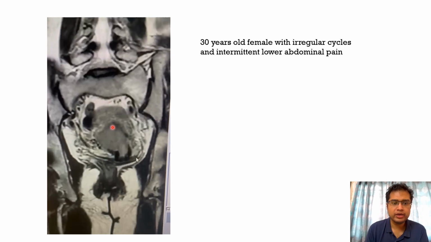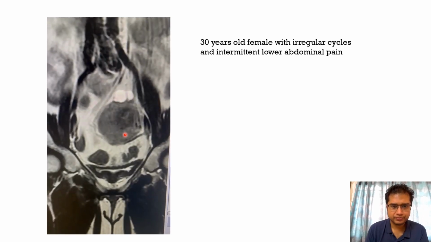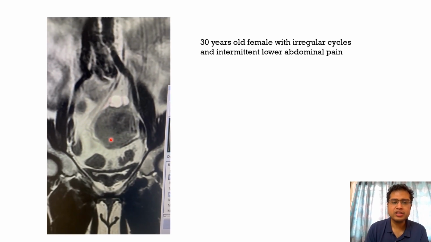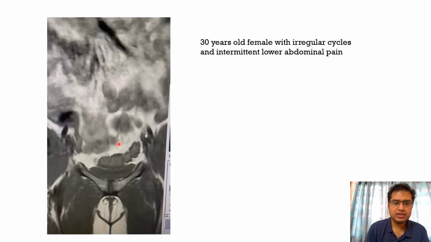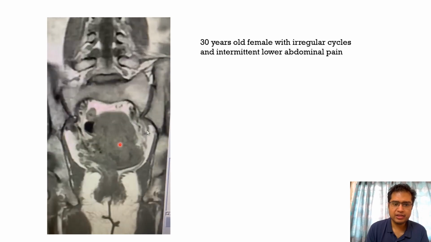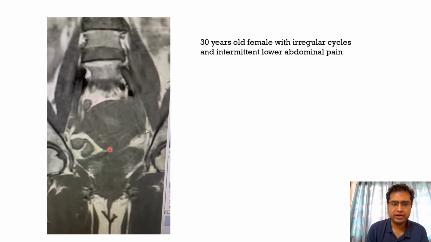Endometrial fluid is seen around it. This is the coronal image. The mass is iso-intense to the myometrium. These are the T1 weighted images. Again, the mass is seen iso-intense to the myometrium.